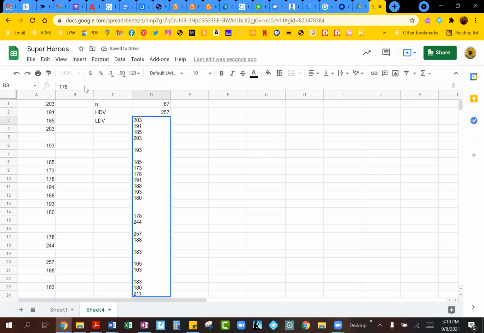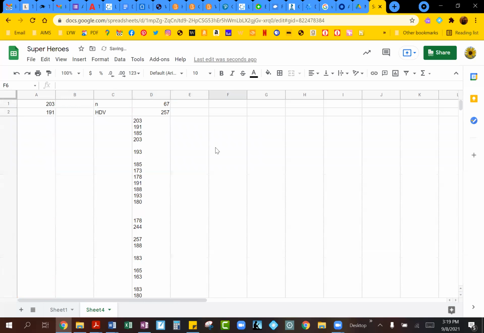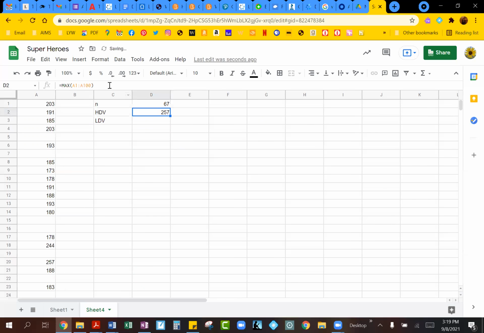Okay, and then, like you have the max function, you can use the minimum function to find the lowest data value.